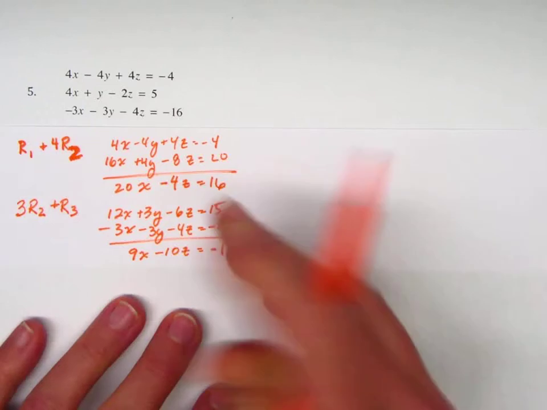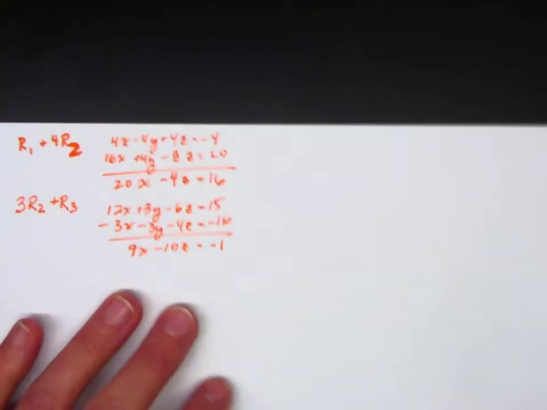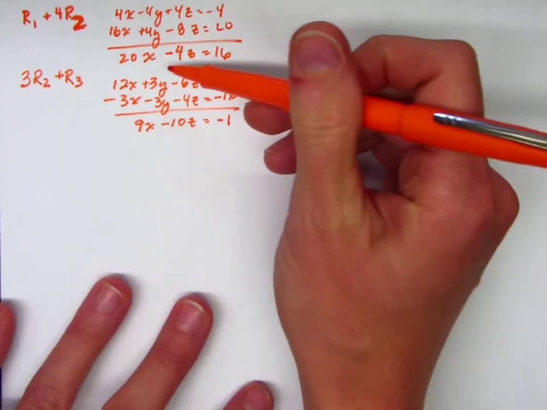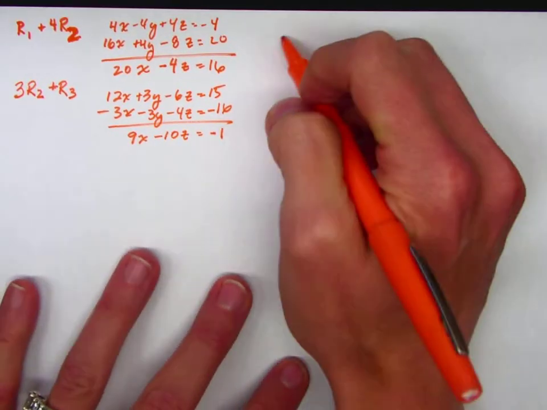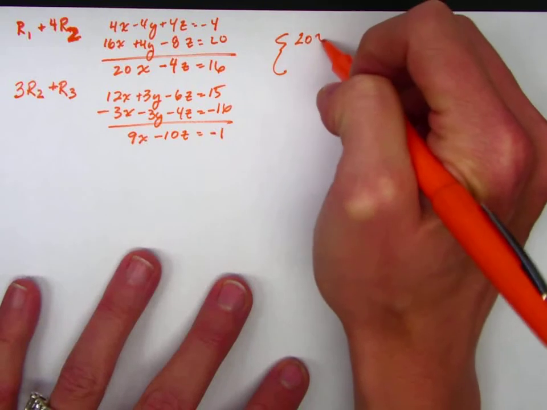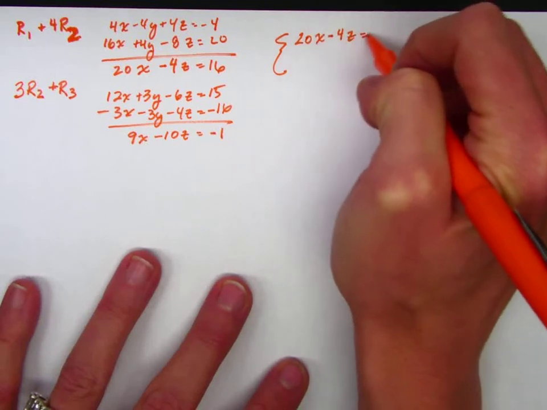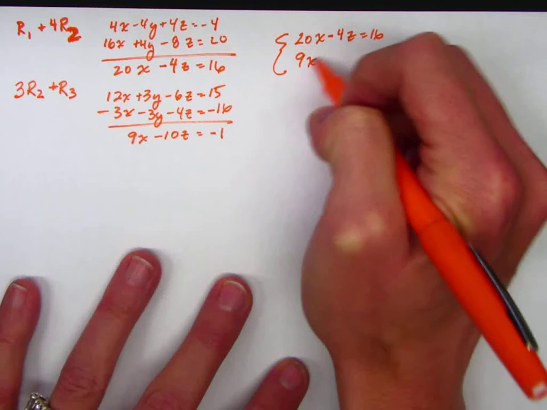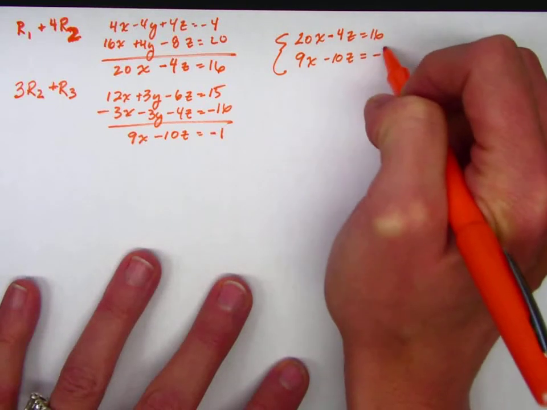All right, so now what we're going to do, we're going to ignore the 3-variable system. And since we eliminated y twice, we now have a 2-variable system, and it is 20x minus 4z equals 16, and 9x minus 10z equals negative 1.